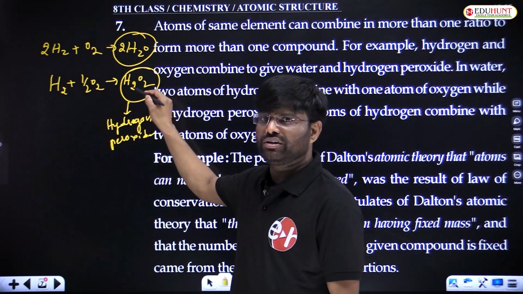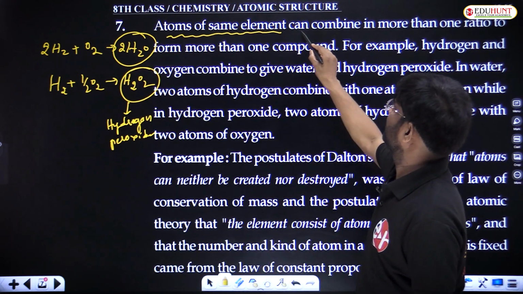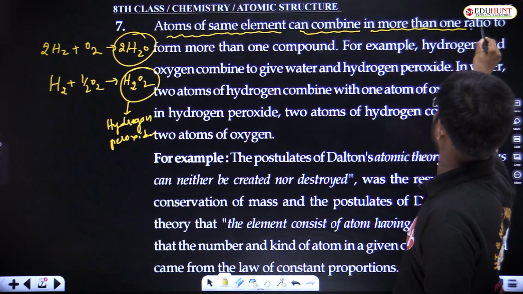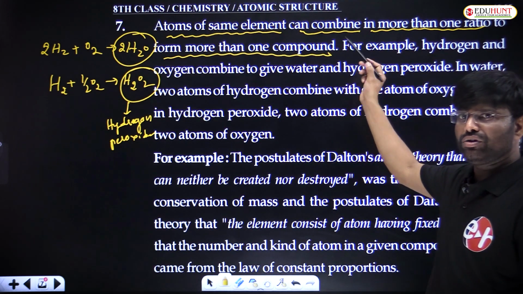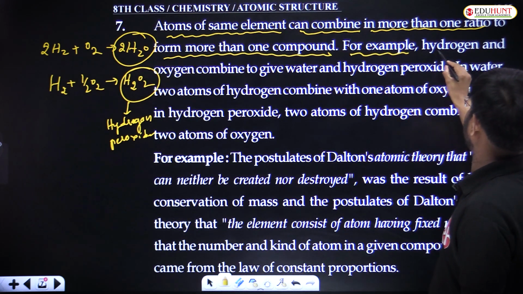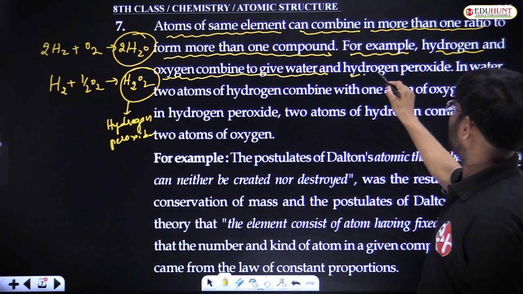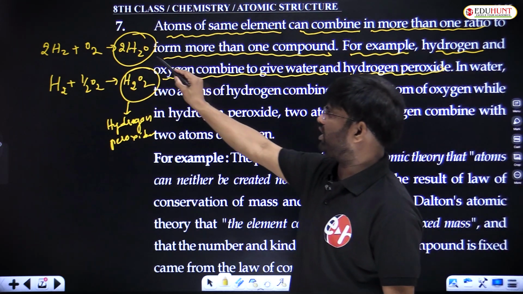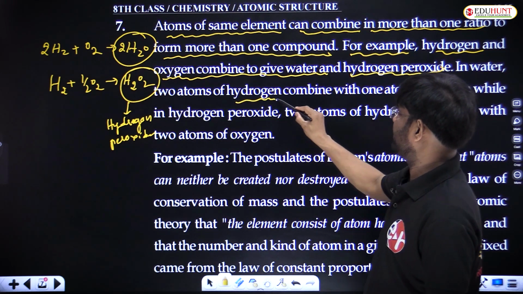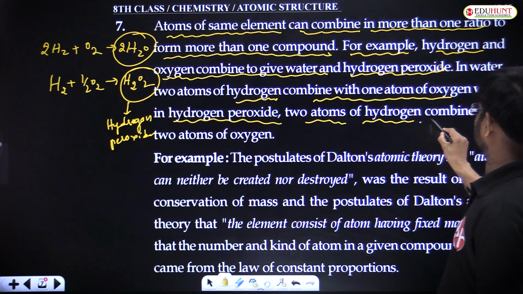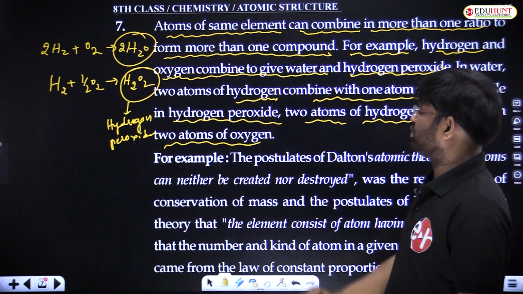So how many products are formed? 2 products are formed. What is the meaning of this? Atoms of the same element combine in more than one ratio to form more than one compound. For example, hydrogen combines with oxygen to form water and hydrogen peroxide. 2 atoms of hydrogen combine with 2 atoms of oxygen to form hydrogen peroxide.